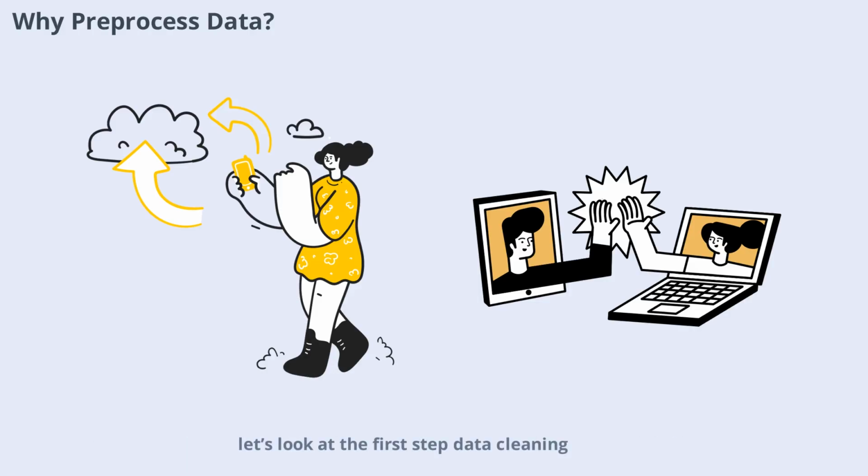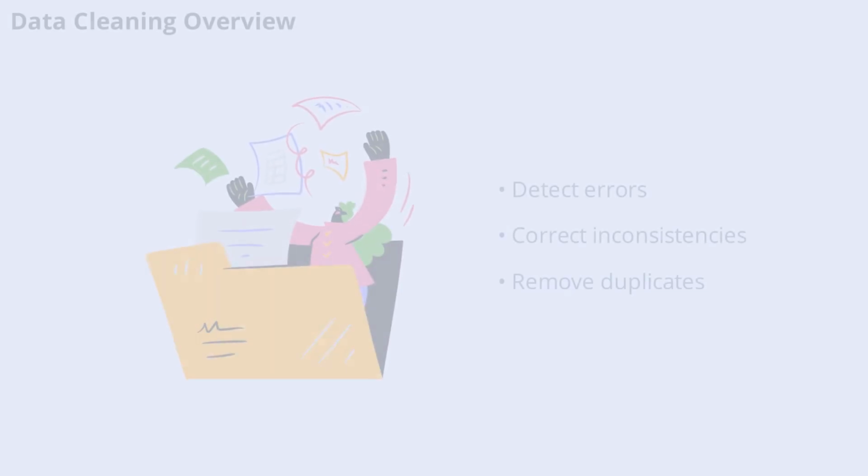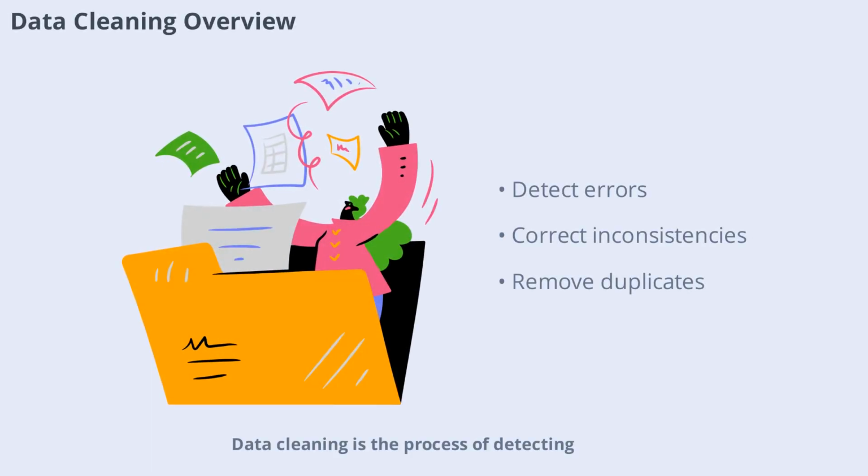Next, let's look at the first step, data cleaning. Data cleaning is the process of detecting and correcting errors or inconsistencies in your dataset. This includes handling missing values, removing duplicates, and correcting incorrect entries. Clean data ensures that your analysis is based on accurate information, reducing the risk of drawing false conclusions. It's important to approach data cleaning systematically, checking for common issues and applying the right fixes. In the next scenes, we'll break down the most common data cleaning techniques and how to apply them effectively.